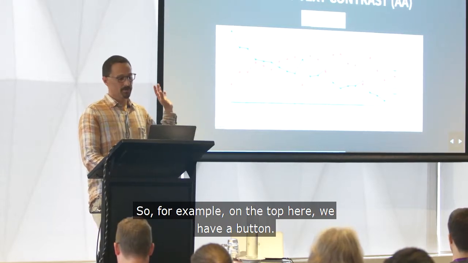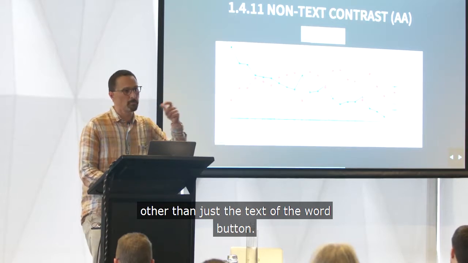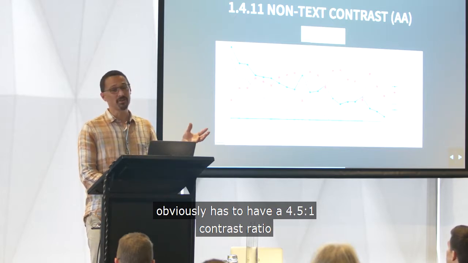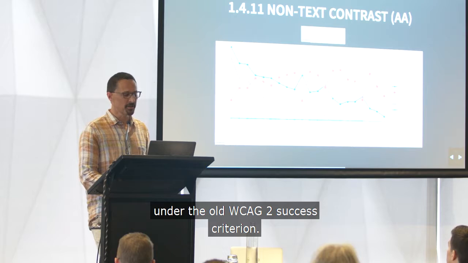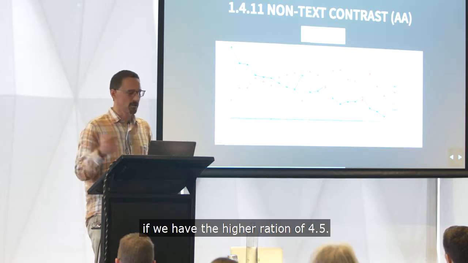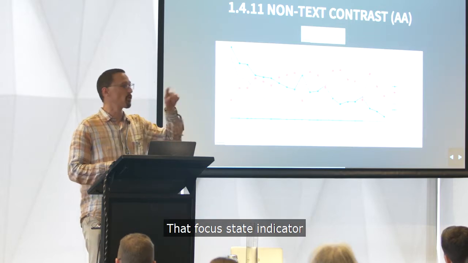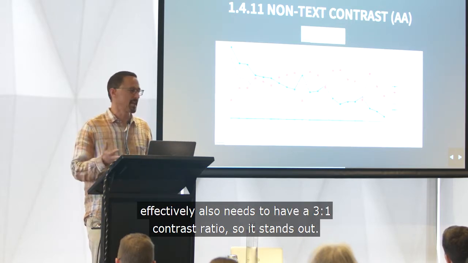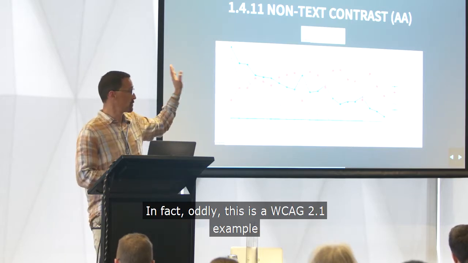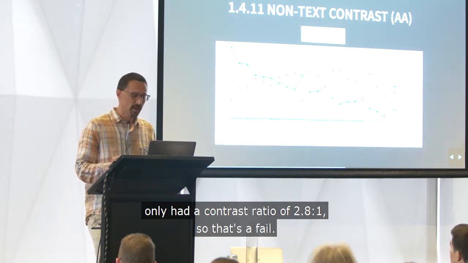So for example, in the top here, we have a button. That button doesn't have any other indicators other than just the text of the word button. And so that text of the button obviously has to have a 4.5:1 contrast ratio under the old WCAG 2 success criterion. But as an interactive component, it also has to have 3:1, but we automatically meet that, of course, if we have the higher ratio of 4.5:1. But to the right of it is just an outline of its focus state. That focus state indicator effectively also needs to have a 3:1 contrast ratio, so it stands out. In fact, oddly, this is a WCAG 2.1 example, and that outline at my last calculation only had a contrast ratio of 2.8:1, so that's a fail.